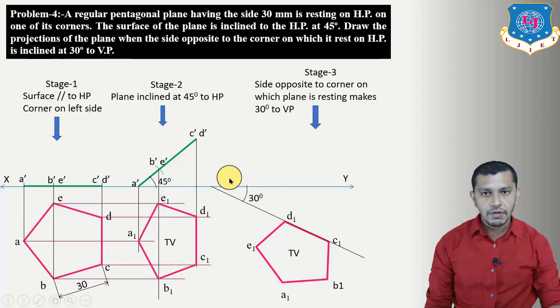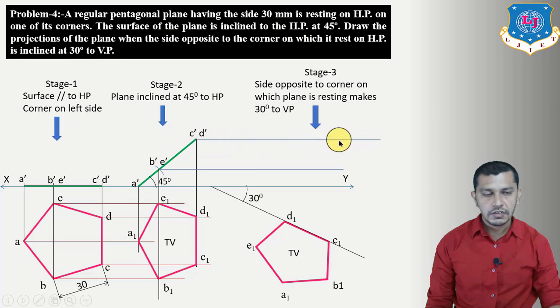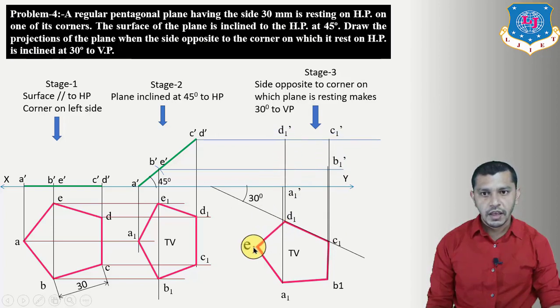Now we have to draw the elevation. For that draw the projection from here A, B, C, D, E. So draw the projections. This is the locus of C and D, this is the locus of B and E, and the XY line will be the locus of A. Now project these points vertically upwards. So here we will get A1 dash, B1 dash, C1 dash, D1 dash, and this will be our E1 dash.